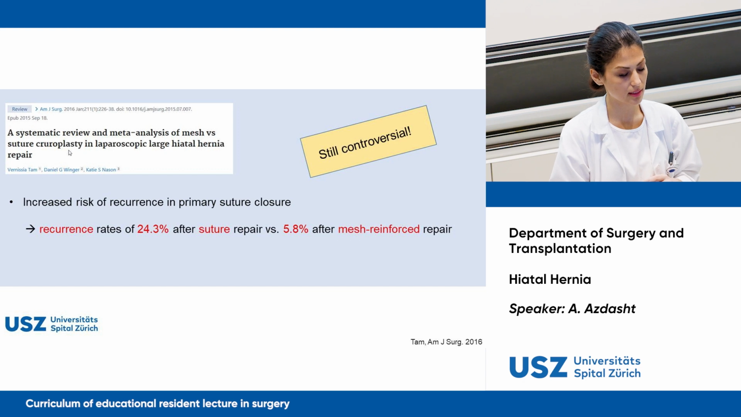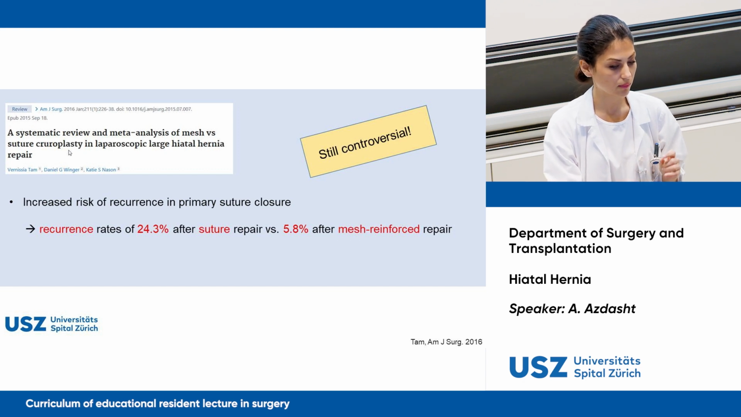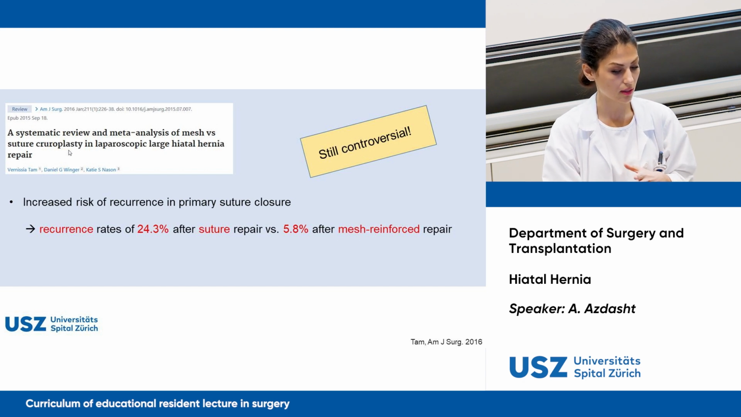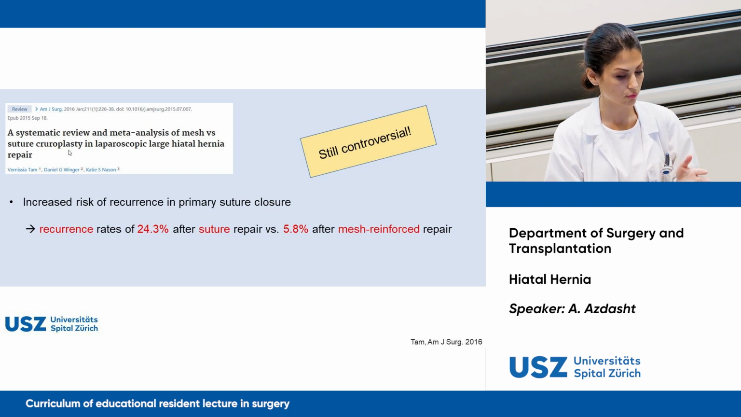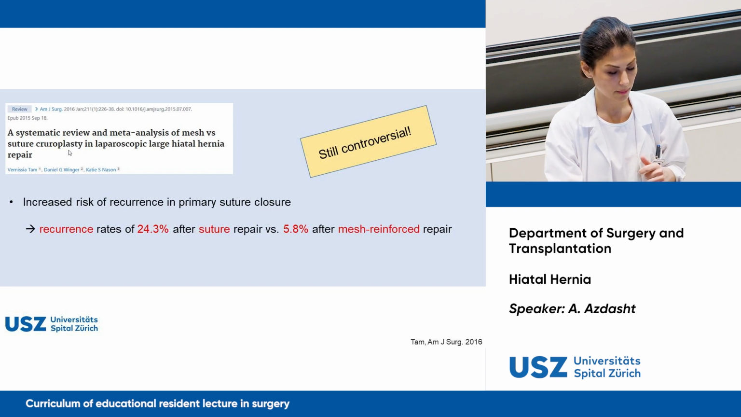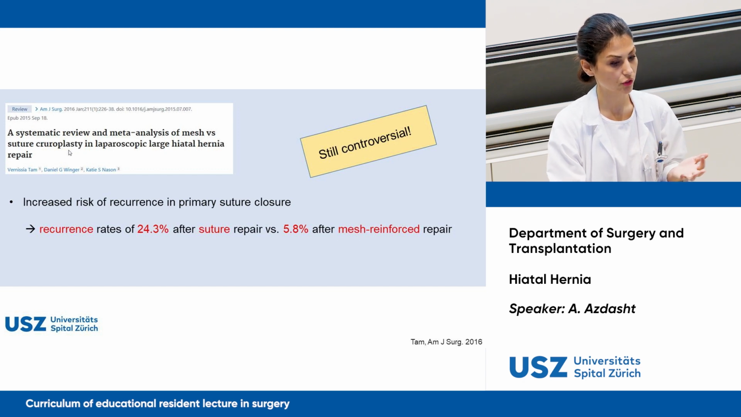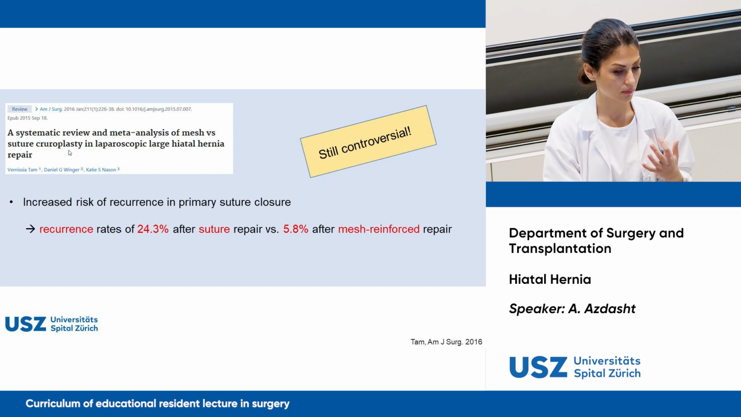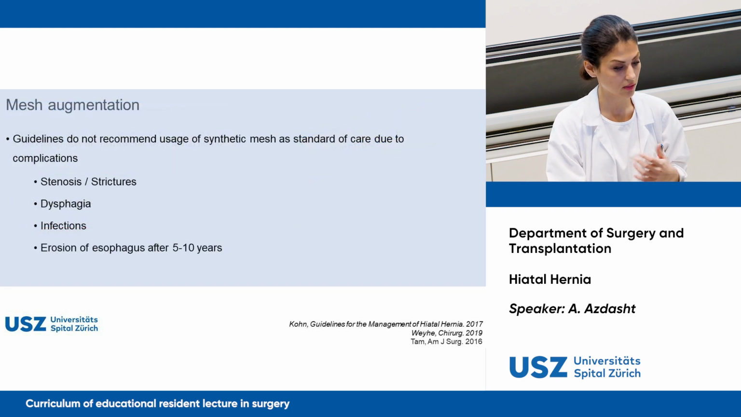Here in this meta-analysis from 2016, it was shown that compared to mesh reinforced repair, we have a higher recurrence rate of primary suture repair, and the numbers are here 24 versus 6%. But actually, it is still very controversial to use the mesh augmentation as a standard of care, because the guidelines do not recommend the usage of synthetic mesh as a standard, because it can lead to stenosis or dysphagia.